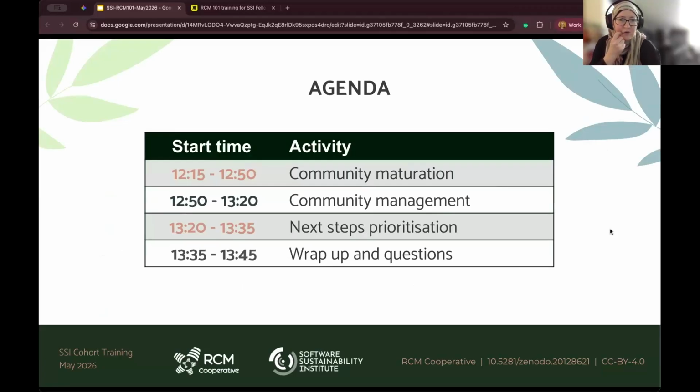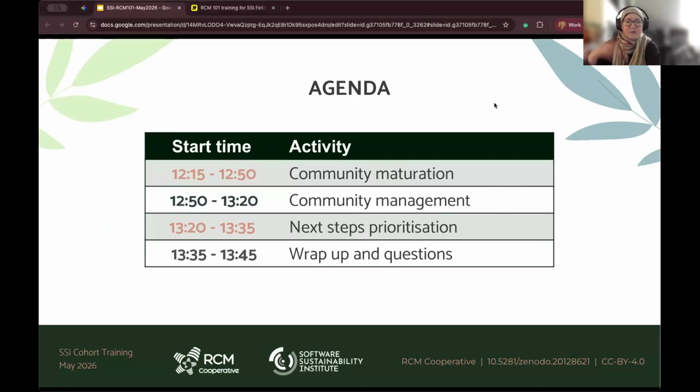So I'm going to start off by going through community maturation. So it sounds fancy, but it's like planning, thinking about where your community is and planning for what you want to do in your community. Then Cass is going to go through community management, so different strategies. Hopefully we'll have a bit of time to do some next steps prioritization. And then we'll wrap up.